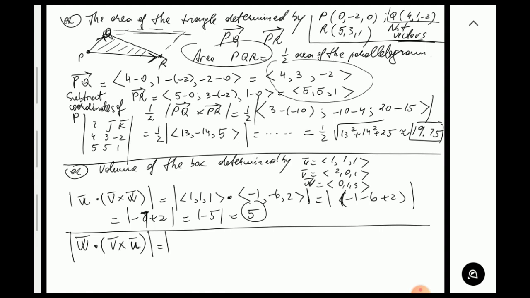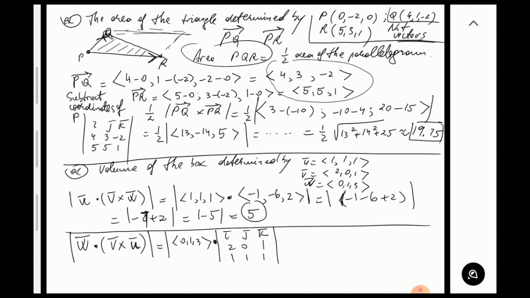So that means I do the dot product between W, which is 0, 1, 3, and let's arrange here the symbolic determinant for V cross U. With ijk, V is 2, 0, 1, and then U is 1, 1, 1. Now notice that when I expand this symbolic determinant by the ijk, to do the dot product with the remaining one means to multiply each component by 0, 1, 3.